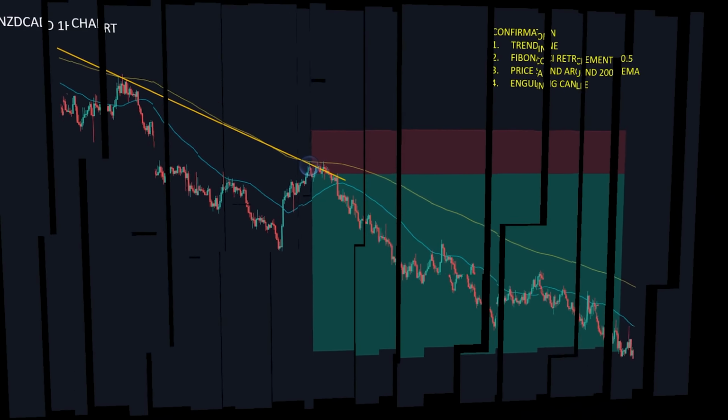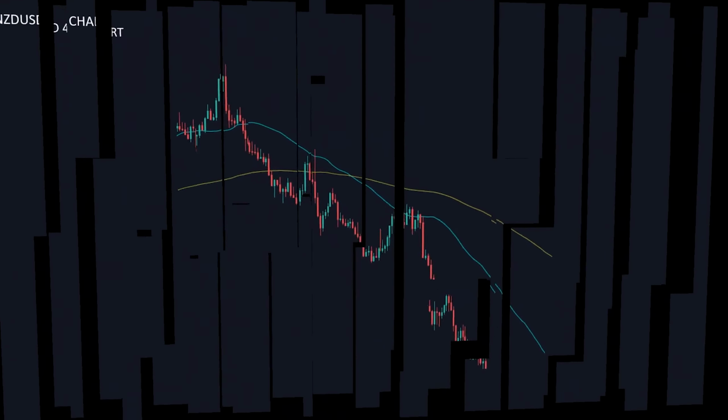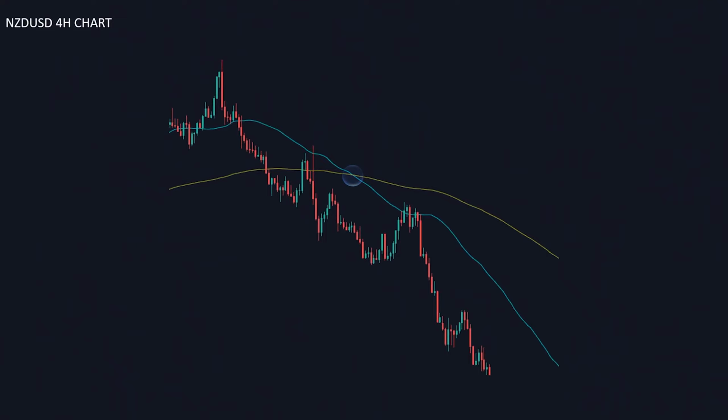Now we look at the NZD/USD 4-hour chart, and we can notice that the 50 EMA successfully crossed the 200 EMA. This also gives us a message that the market is now in a downward trend.